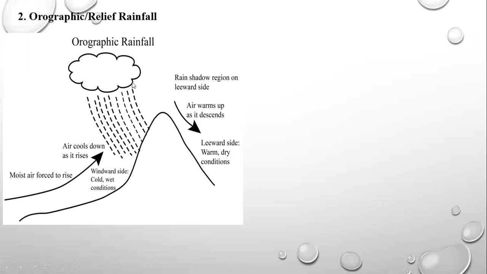So this is what we call the windward side. Now, we also have this other side, which is the rain shadow region or the leeward side, where air warms up as it descends. So the leeward side has dry conditions. It has very little or no rainfall at all.